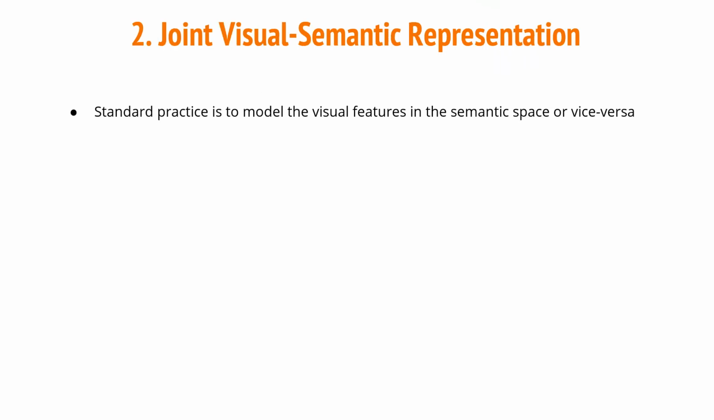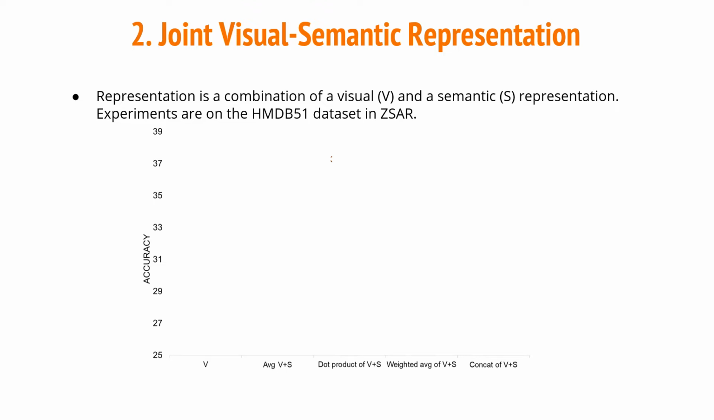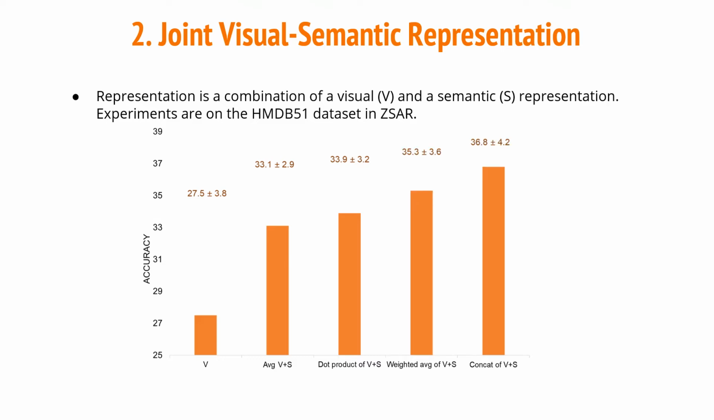The standard practice at training time is to use a visual representation and learn a mapping to the semantic representation. This can be done either in the visual space, semantic space, or in a latent space. Our representation is a combination of a visual and a semantic representation, which we show yields a better overall representation. This is not surprising since both visual and semantic information can complement each other. We verify this experimentally with different methods of combination of visual and semantic representations. We see that concatenation gives us the best results and we use that.